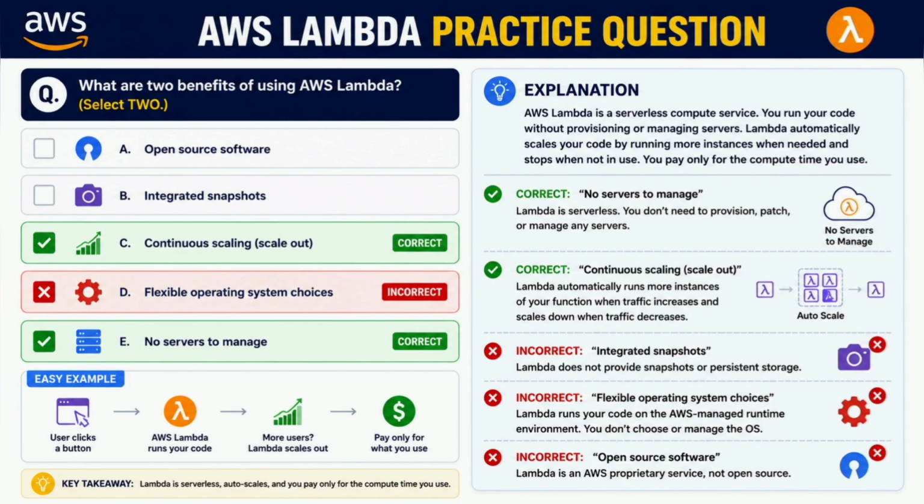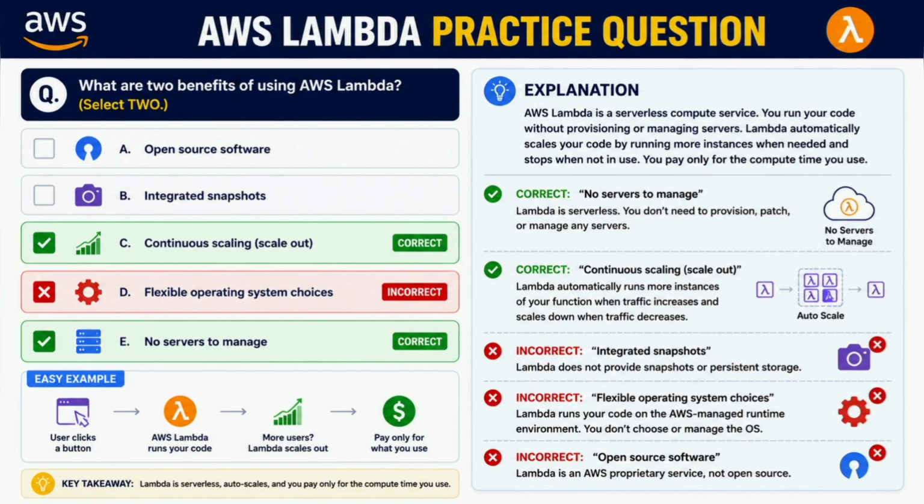What are two benefits of using AWS Lambda? You have to select two among these five options: A, B, C, D, E. Option A, open source software. B, integrated snapshots. C, continuous scaling, scale out. D, flexible operating system choice. Option E, no servers to manage.